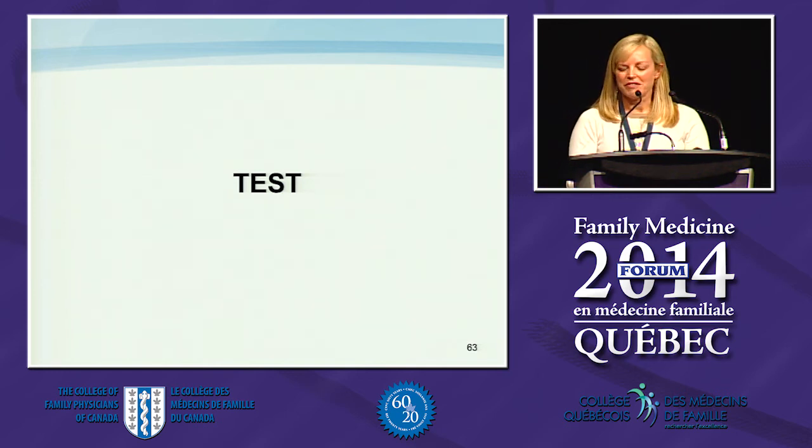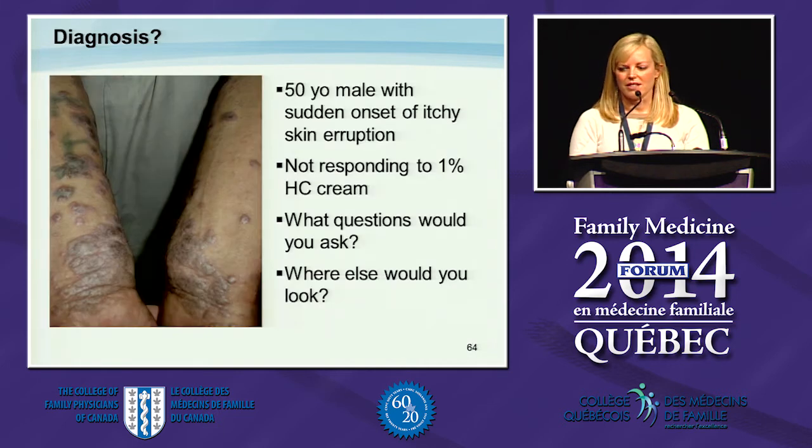So this is a 50-year-old gentleman who presents with the sudden onset of this somewhat itchy skin eruption. He's been given 1% hydrocortisone cream, but it's not working for him very well. So just look at it for a minute and think about what kinds of focused questions you could ask him and where else on his body you might look to help you with the diagnosis.